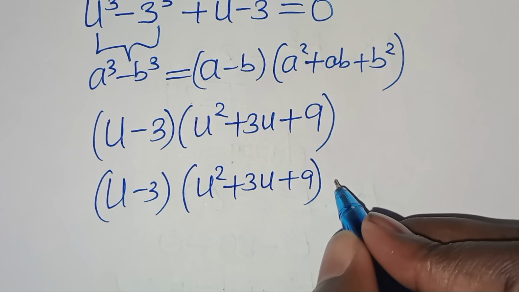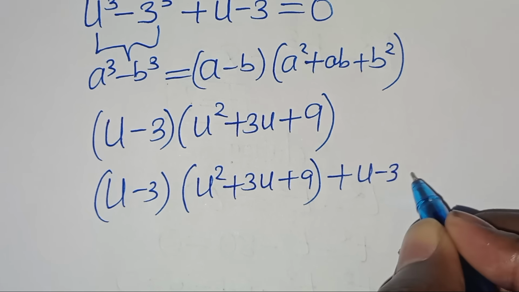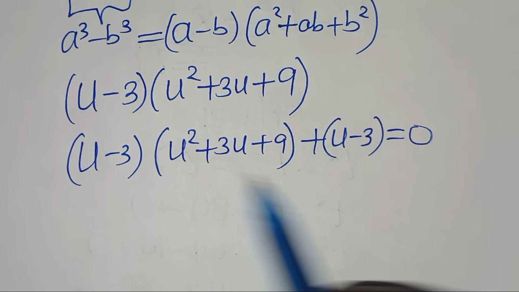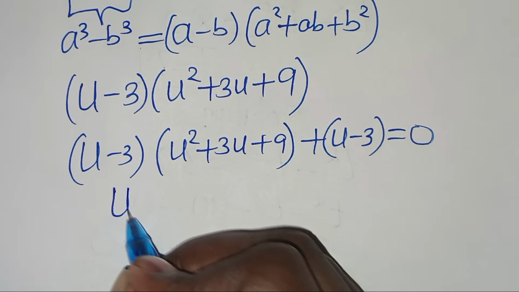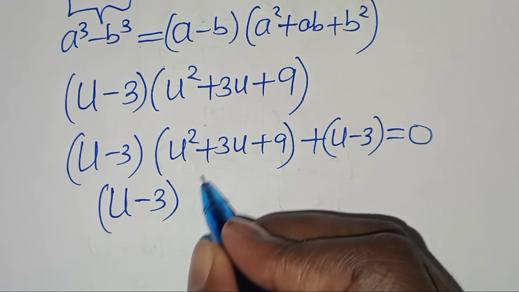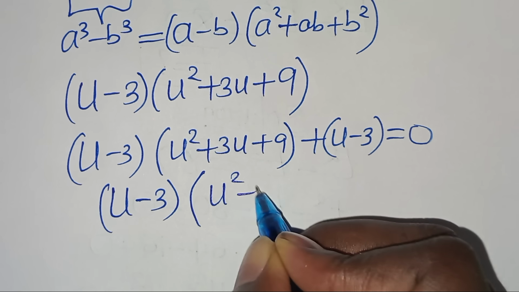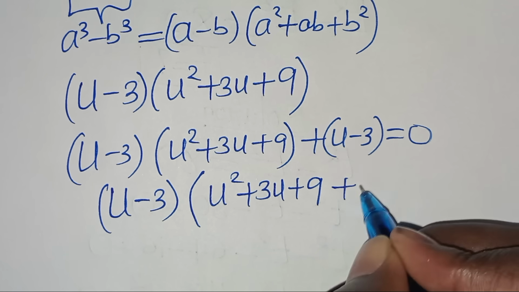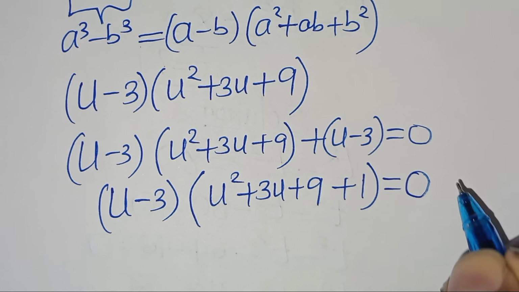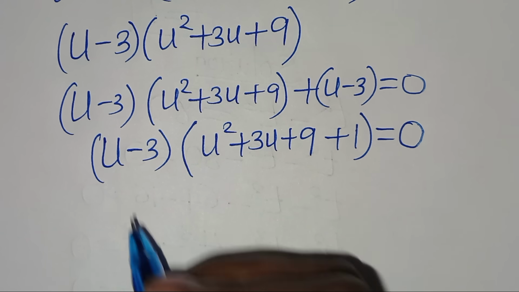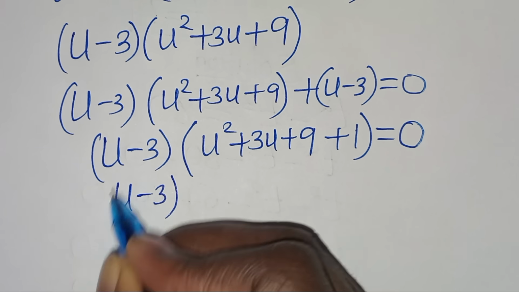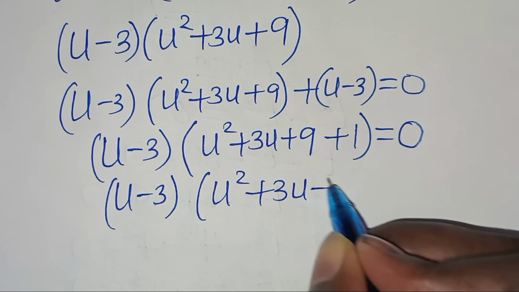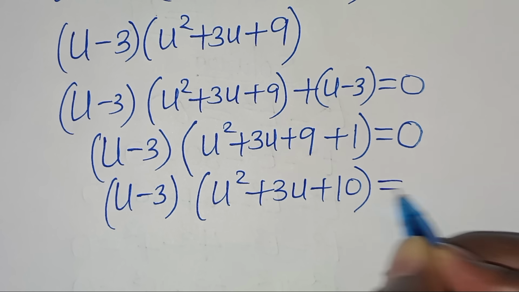Then let's add u minus 3. This is equal to 0. U minus 3 here is common, so we can factor out u minus 3. So that now, here we have u squared plus 3u plus 9. Then plus, here we have 1, close the parentheses. This is equal to 0. So this means we have u minus 3. Here we have u squared plus 3u plus 9 plus 1, this is 10. This is equal to 0.